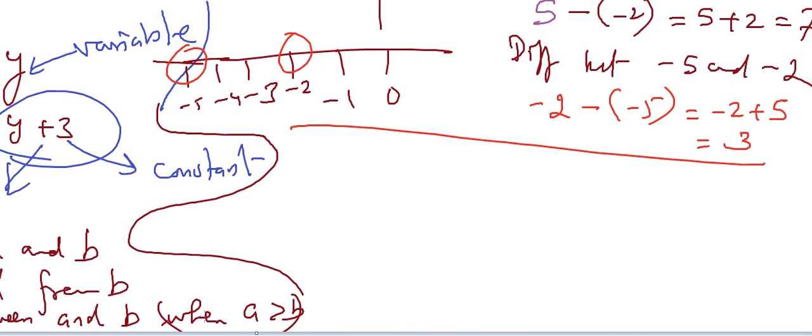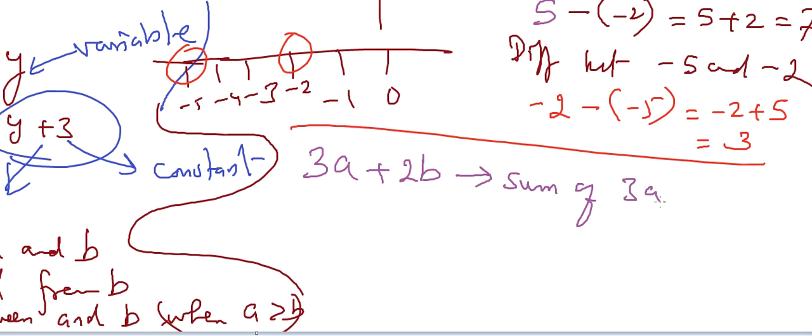Okay, we saw a plus b, a minus b. Then what is the meaning of 3a? It is 3 times a, as we saw already. So what is 3a plus 2b? What is the meaning of this? This means the sum of 3a and 2b, or we can say the sum of 3 times a and 2 times b.